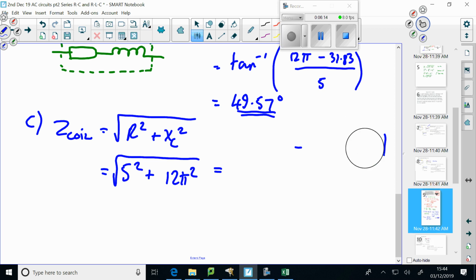This equation is going to be 11.9. That's 38.03. There you go. Perhaps on your calculator you have to do that.